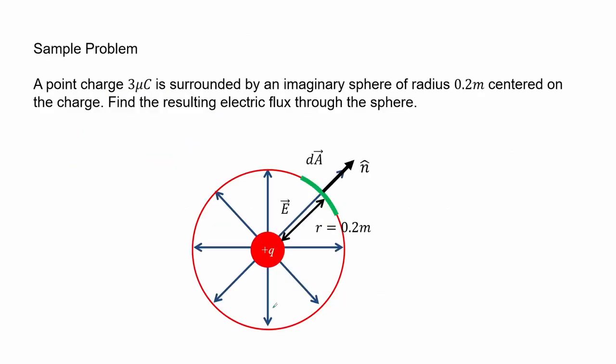Sample problem. A point charge q equals 3 microcoulomb is surrounded by an imaginary sphere of radius 0.2 m centered on the charge. Find the resulting electric flux through the sphere.